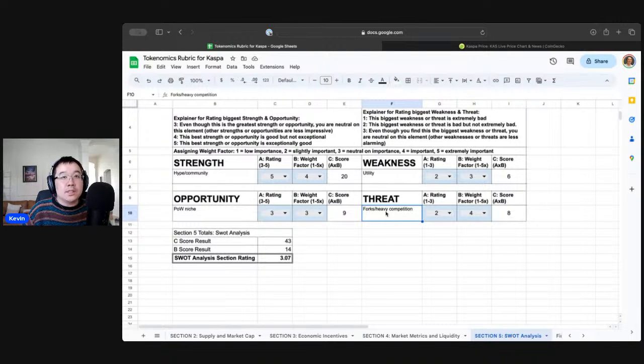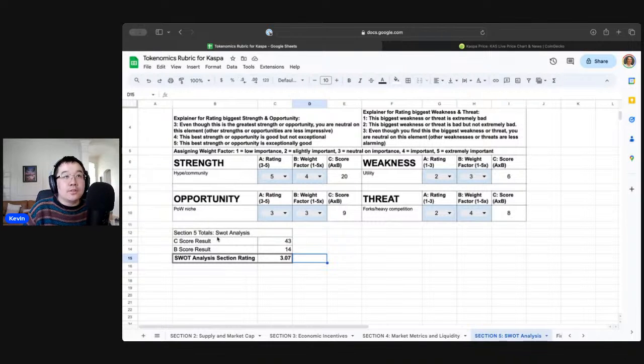There's a lot of competition from all sides. So yeah, I'm giving this a 2. Like it says, biggest weakness or threat is bad, but not that bad. But I'm giving this a 4 in terms of importance. So 3.07 for my SWOT analysis.